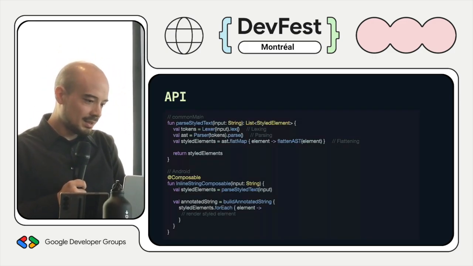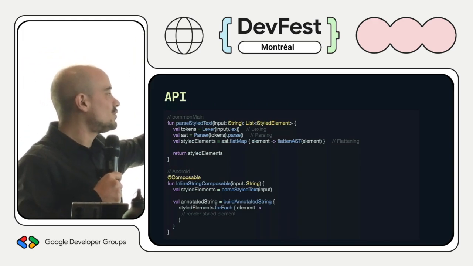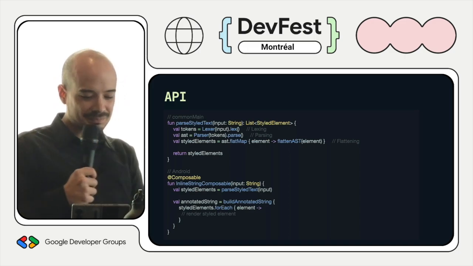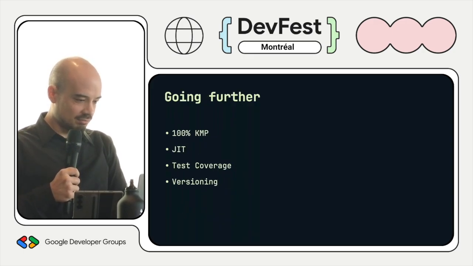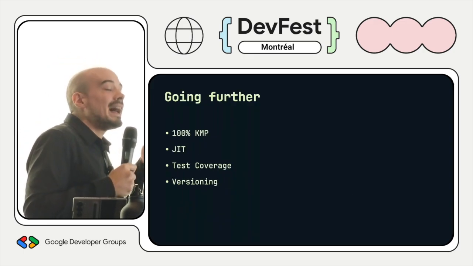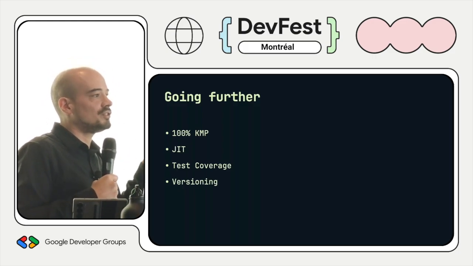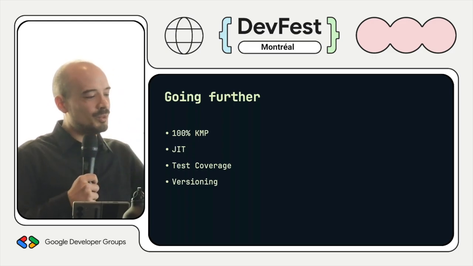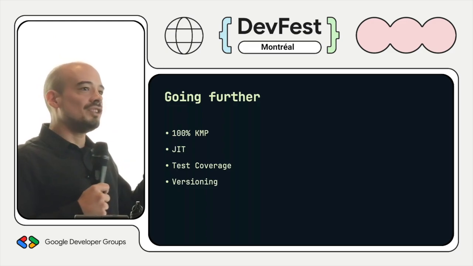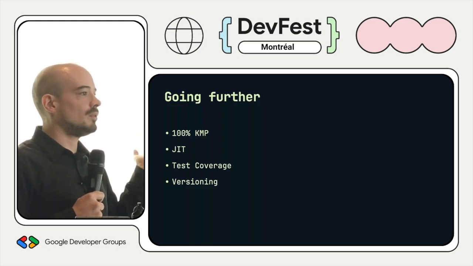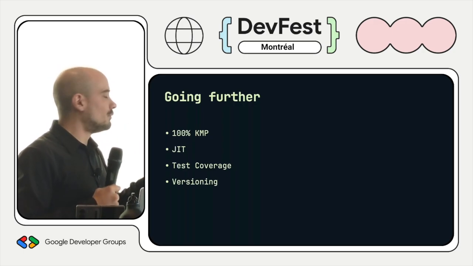If we go back to here, for example, you can see that we are parsing the string at the same place that we're rendering it. So a performance optimization that we could do would be to render the string as we're parsing it, since we're doing all of this at runtime. It would allow us to avoid doing one pass of parsing and then one pass of rendering. A third one is test coverage. I didn't talk about tests here, but tests are pretty important, especially for that type of library. And the fourth one is versioning.